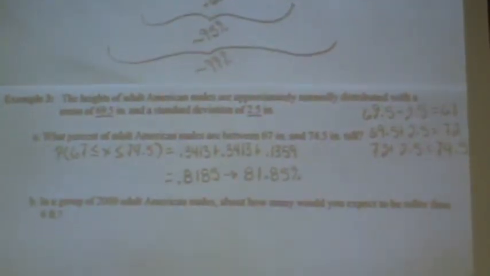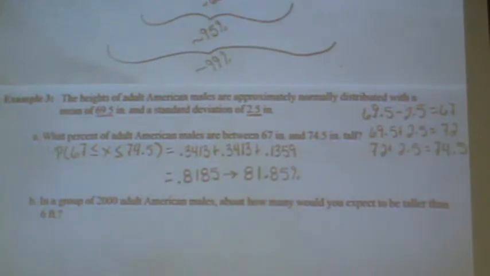And then our last problem, part B, says: in a group of 2,000 adult American males, about how many would you expect to be taller than 6 feet? So the first thing that we need to do for part B is notice that we're given 6 feet. In our original problem, we're given everything in inches. So we need to change that 6 feet into inches.